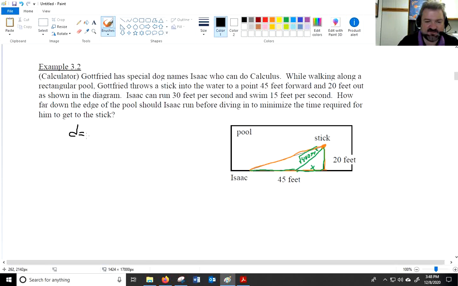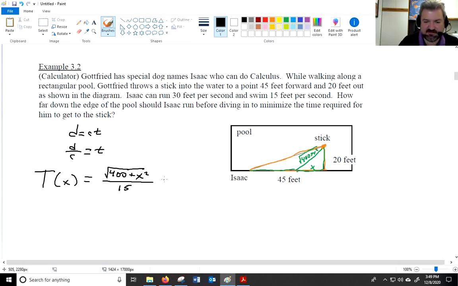And since distance is equal to rate times time, the time that the dog swims is equal to the distance the dog swims divided by the rate. So we're going to call big T of x the time it takes the dog to fetch the stick. It's going to be the distance the dog swims, which we agree is the square root of 400 plus x squared, over how fast does the dog swim?